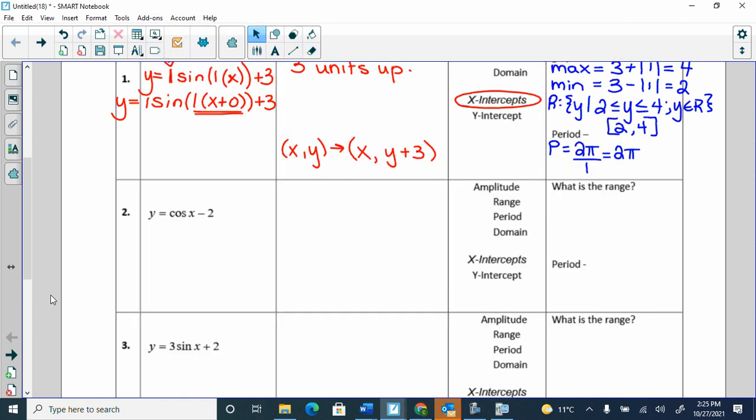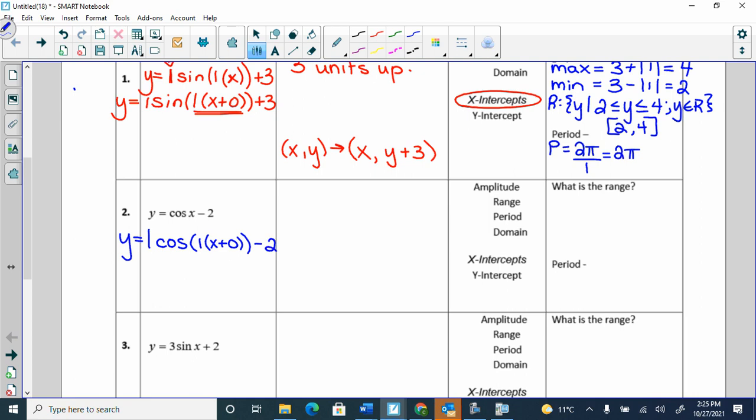That's true. Okay. So let's go through here and let's state what we have. What I always do for my own health and welfare is I rewrite this out with the A, the B, the C, the D. If there is no A, it's 1. If there is no B, it's 1. If there is no C, it's 0. If there is no D, it's 0, right? Because stretches multiply and the translations add. So here we're going to get y equals 1 cos 1 x plus 0 minus 2. If you don't want to do that, you don't have to. It helps me out because I see that there's no changes in a lot of places. This graph is literally just moving 2 down, right?